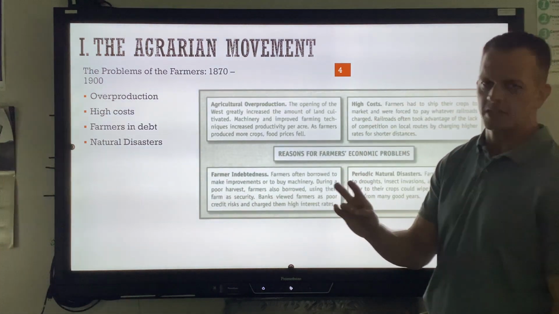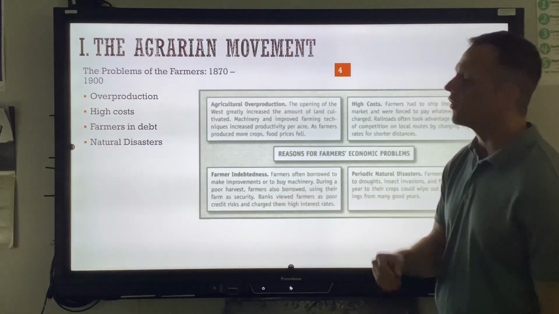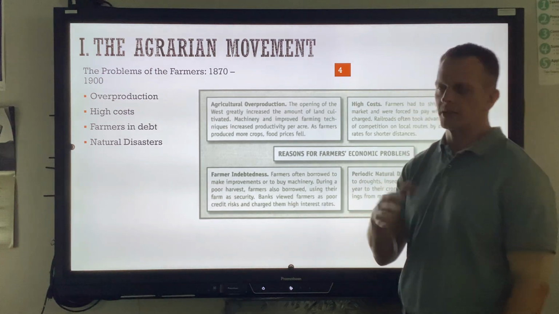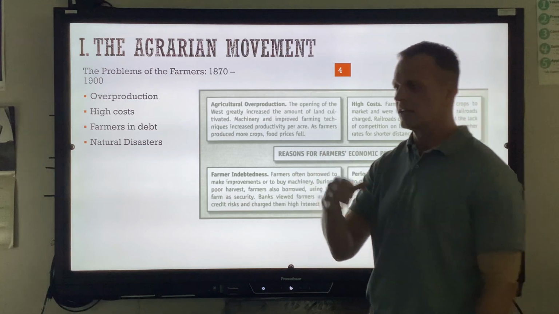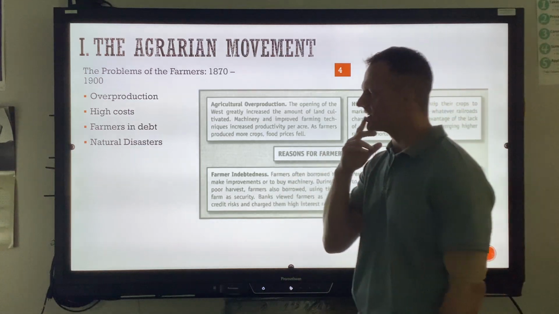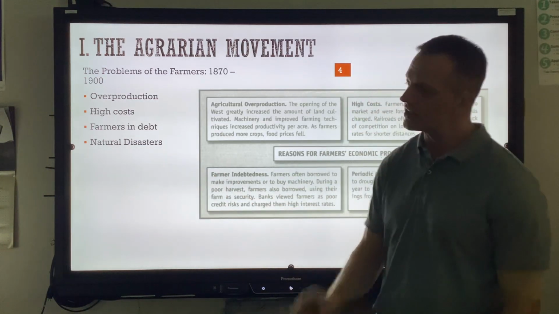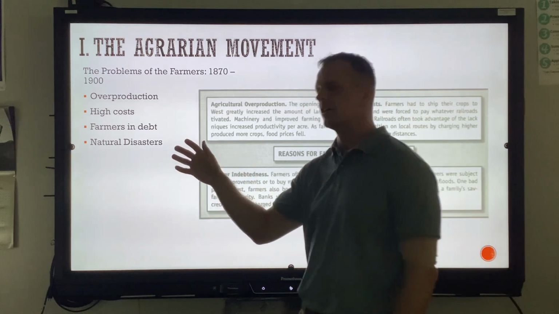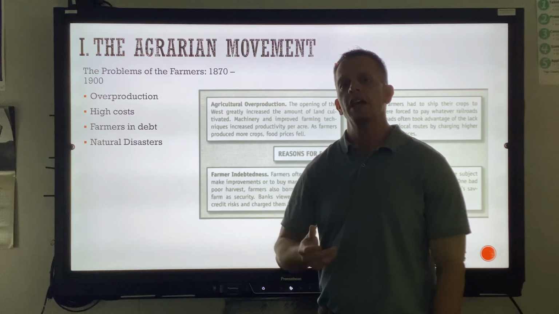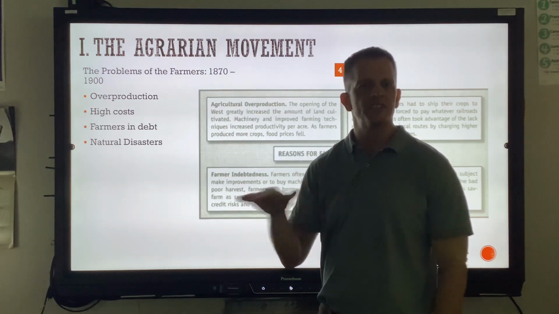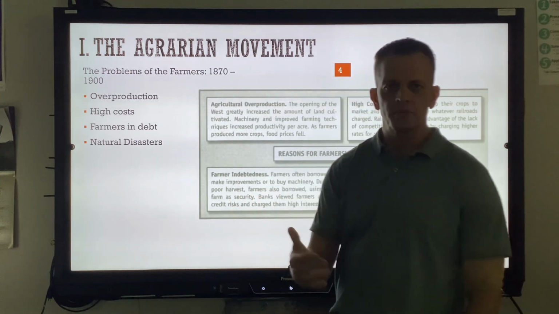You know what high cost means, things cost more money. Farmers in debt, they're in debt for a variety of reasons, but in general, you don't have to know those reasons, like they bought too much machinery and loans and things like that. You know what natural disasters are. Okay, the key here is that when you look at this, you see overproduction, you have to understand that if you're producing too much of one thing, the price drops. Basic supply and demand. The more you have of something, the less it's worth.